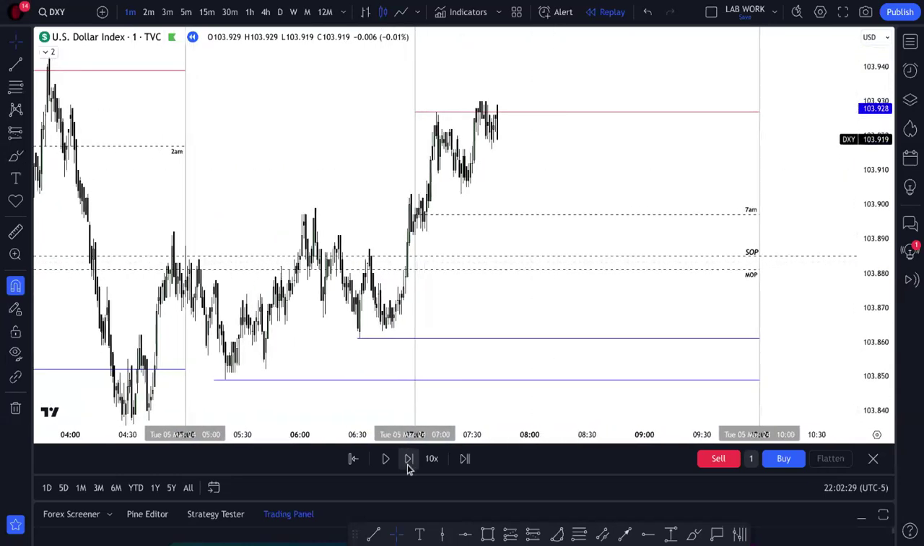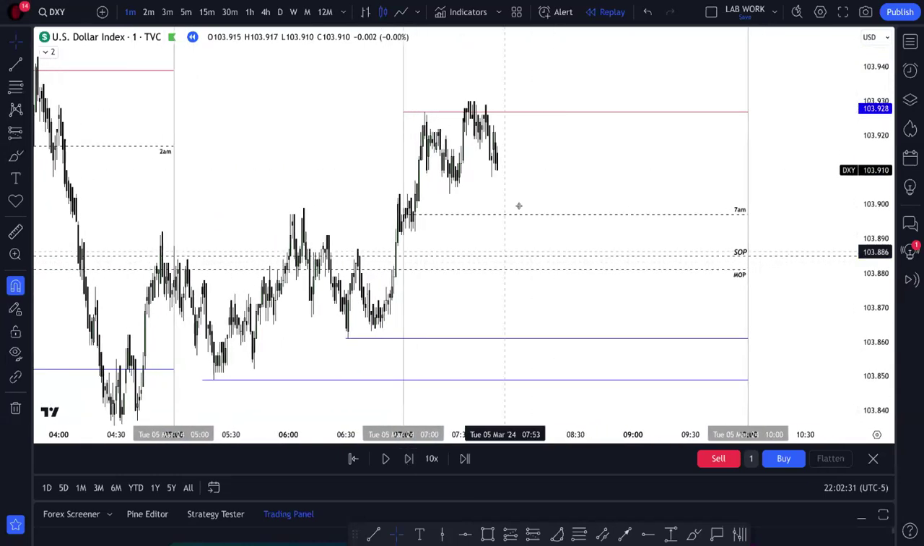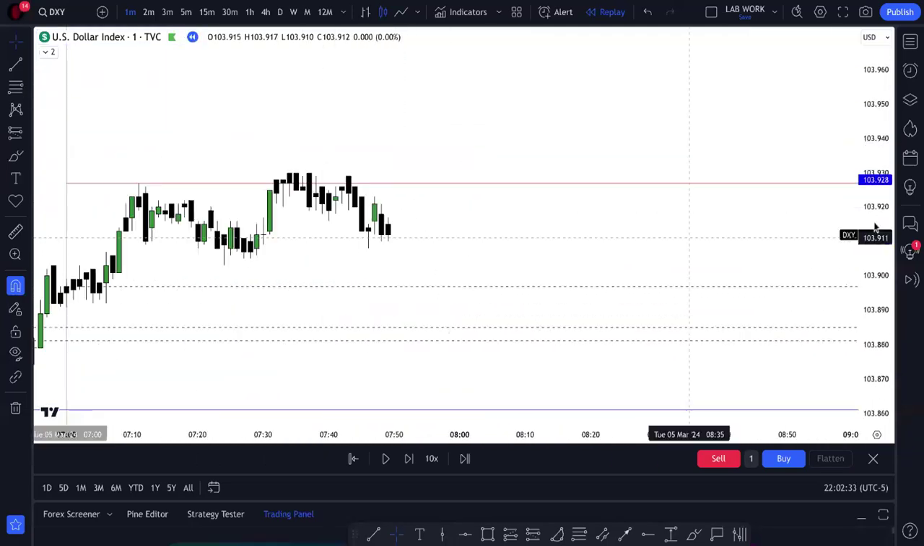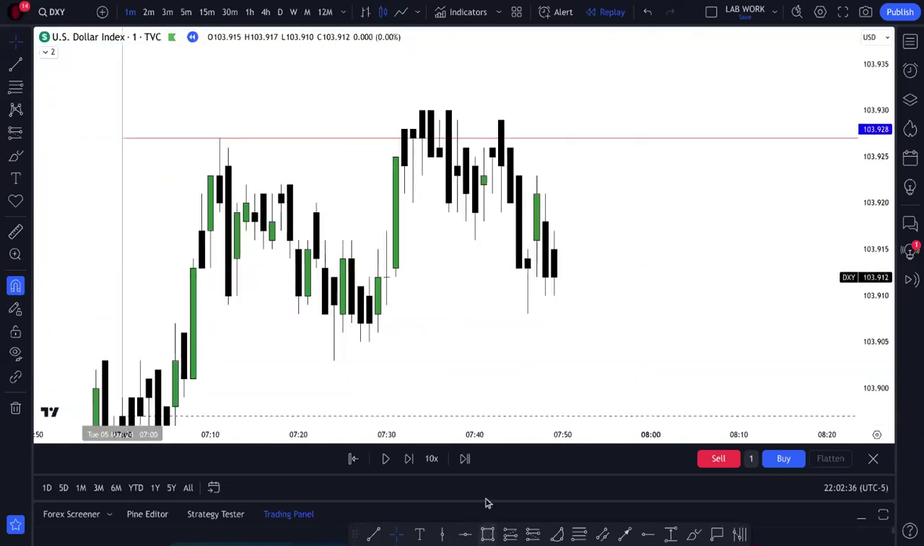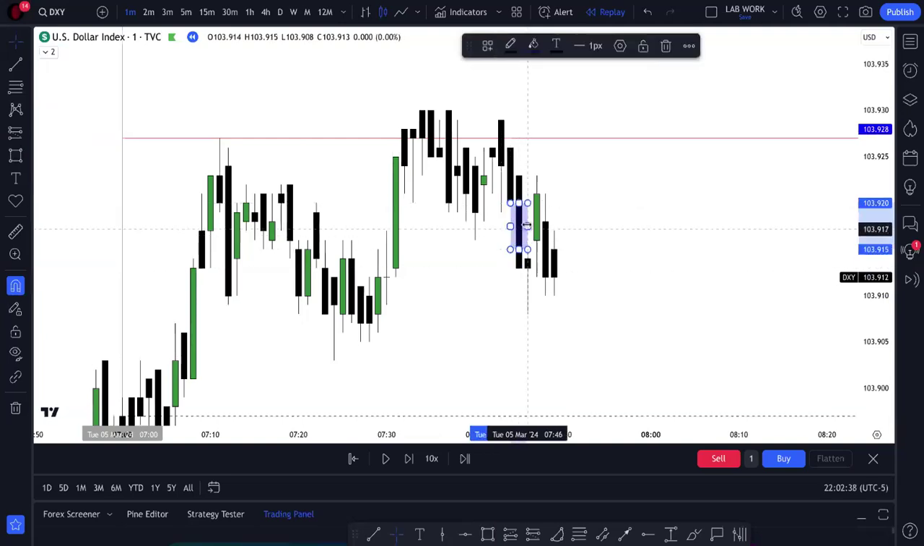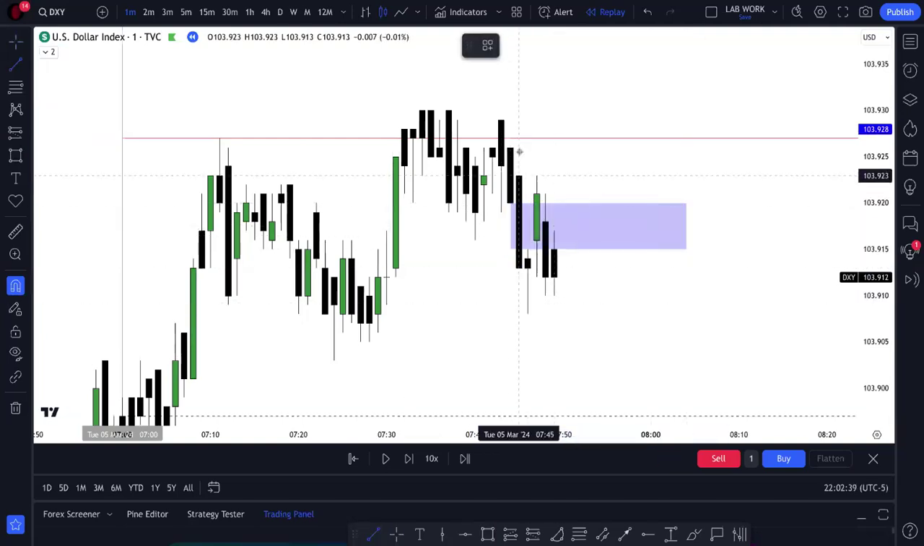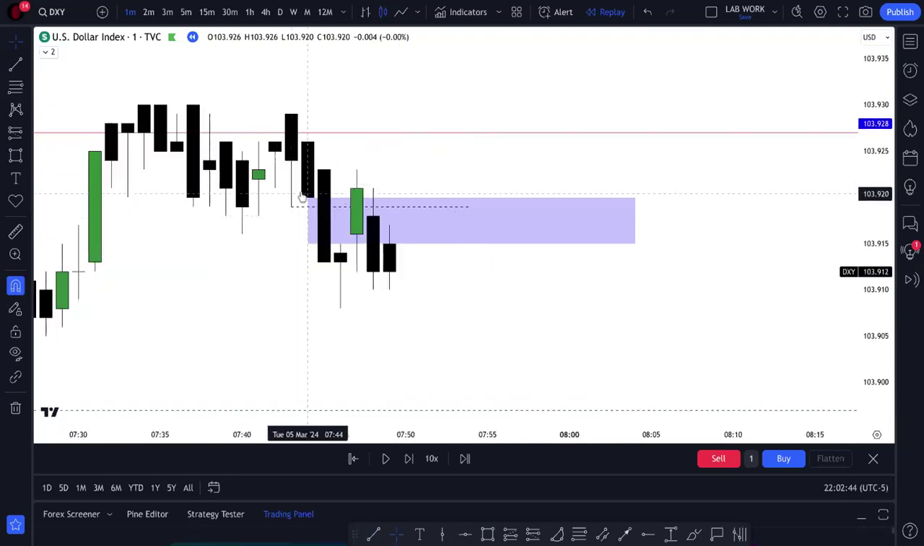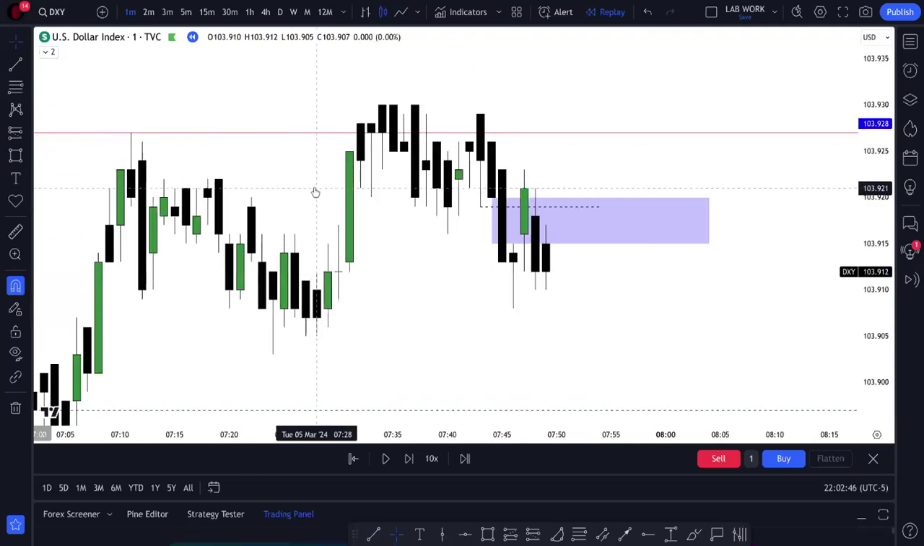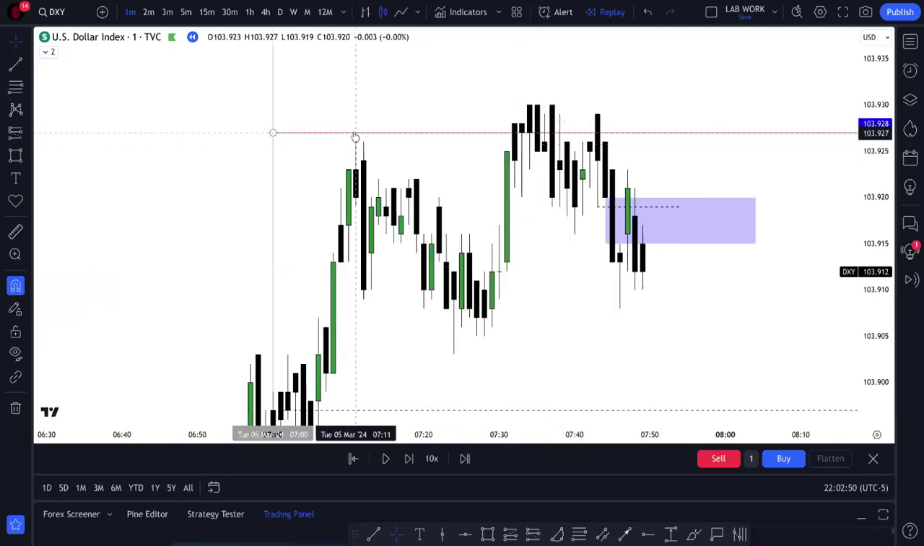Play it forward. There goes a fair value gap. Same pattern, right? The same exact pattern. There goes the swing low. 1, 2, 3. There goes the swing low. This happens after it breaks this high. After it breaks this high right here, then this forms. It's not that it forms without breaking this.